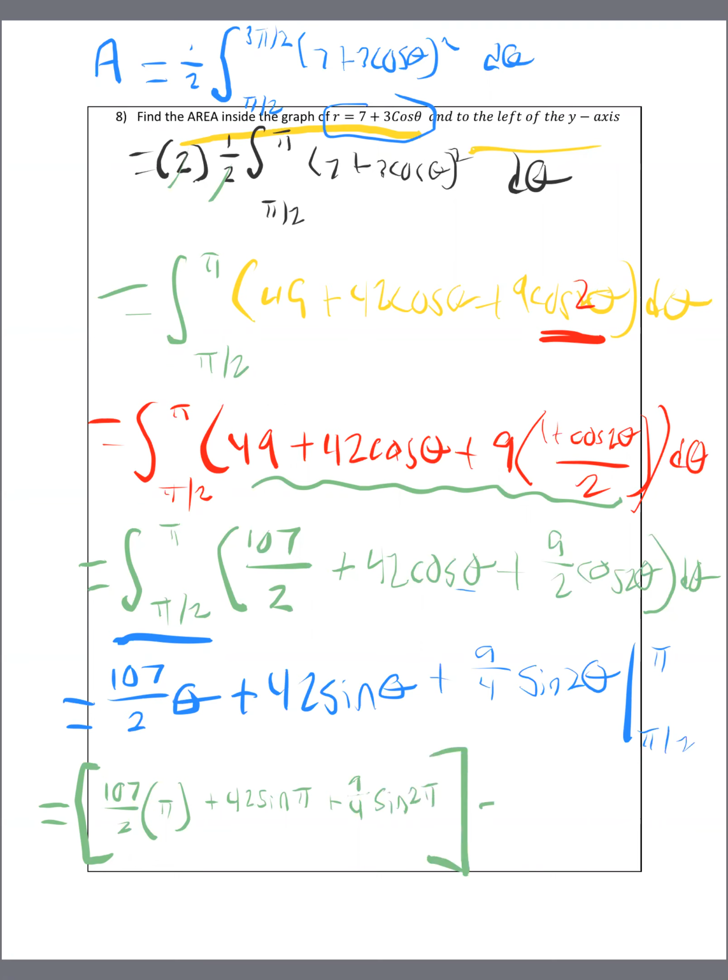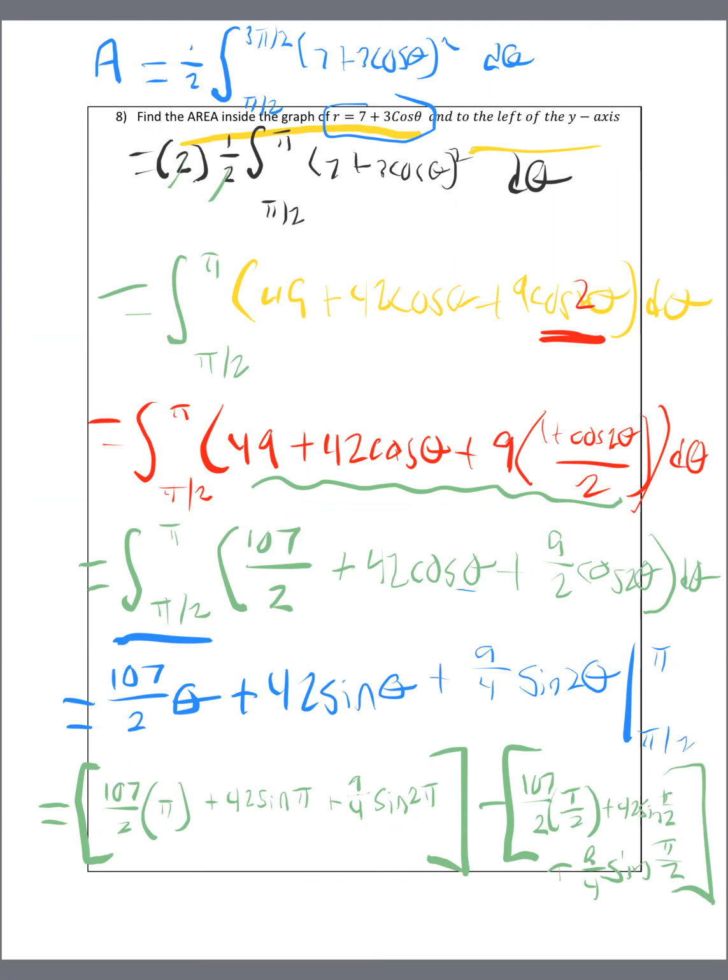minus the lower bound now. So 107 over 2 times pi over 2. This is 42 sine of pi over 2. And then this ends up becoming 9 over 4 sine of pi over 2. Sorry about that.